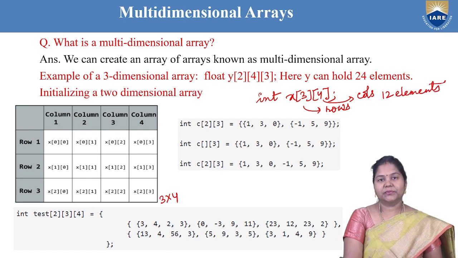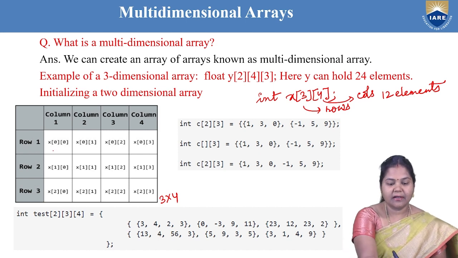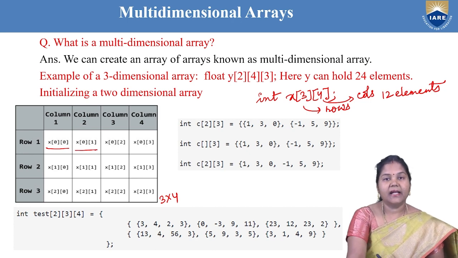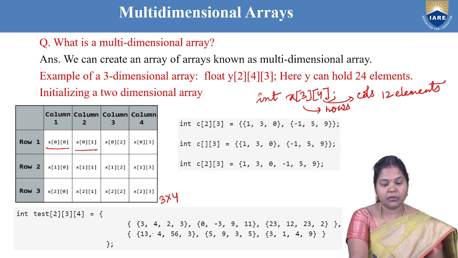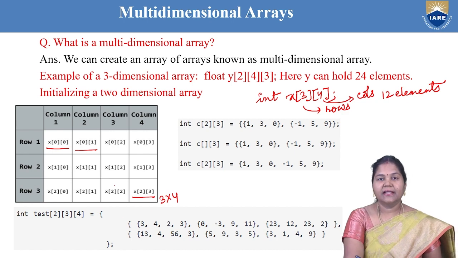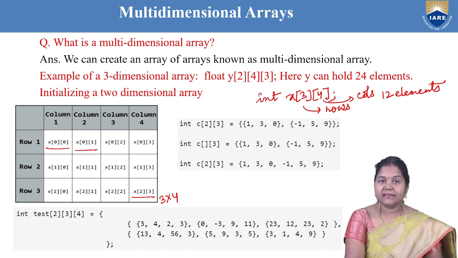So what are the index positions? The first element is at 0th row, 0th column, so x[0][0]. The second element is at 0th row, first column, and so on. The last element is at second row, third column, so x[2][3]. Based on these index positions, the elements are stored or inserted into the array, or accessed from the array.